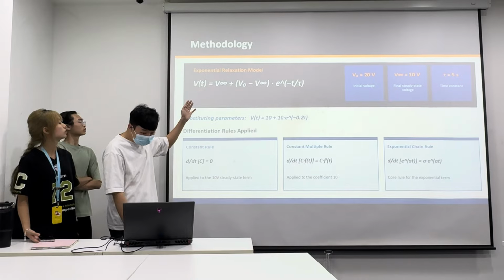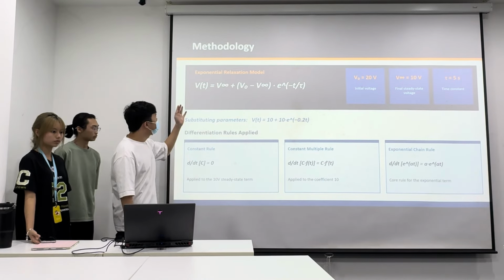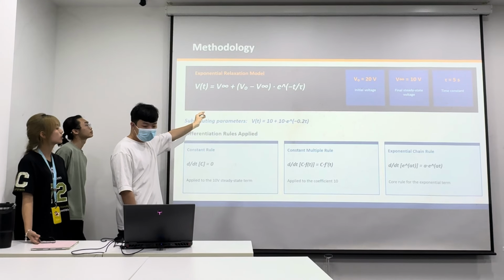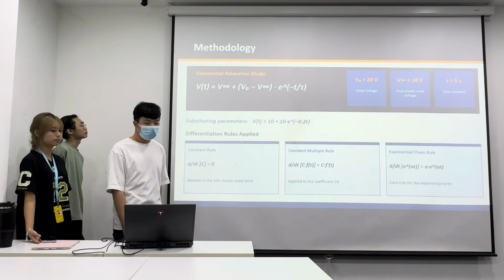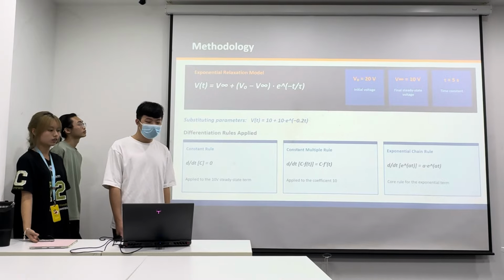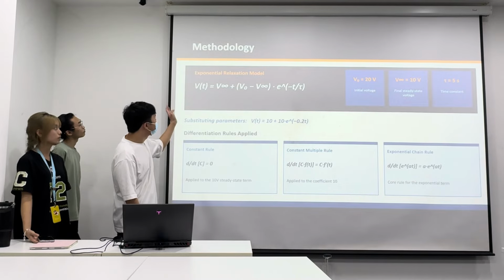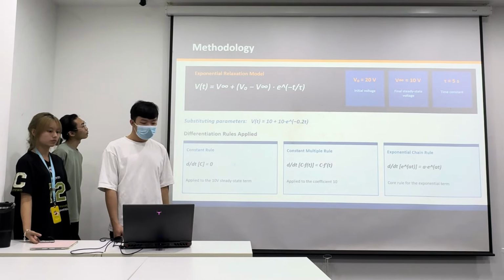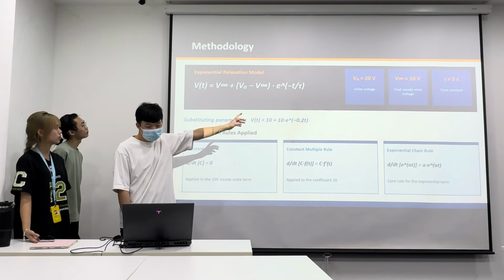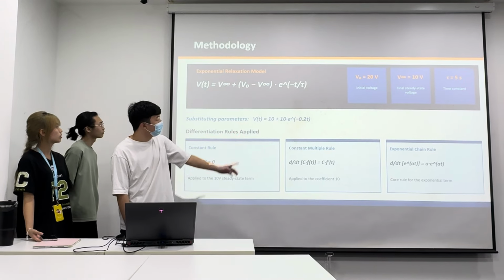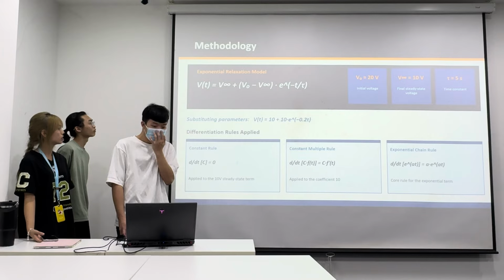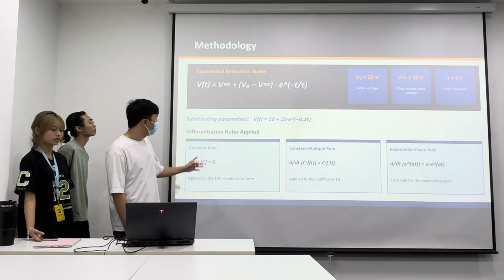Next is the methodology part of the presentation. This is the first slide. As you can see, our solar panels lose power when they experience heat or physical stress. To show this mathematically, we use the exponential relaxation model, which is this one. We set three main parameters based on past research: an initial voltage of 20, a final settling voltage of 10, and a time constant of 5 seconds. We put these three numbers into the general formula, which is this.